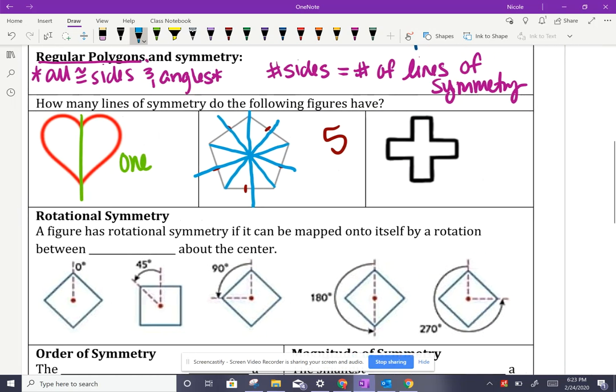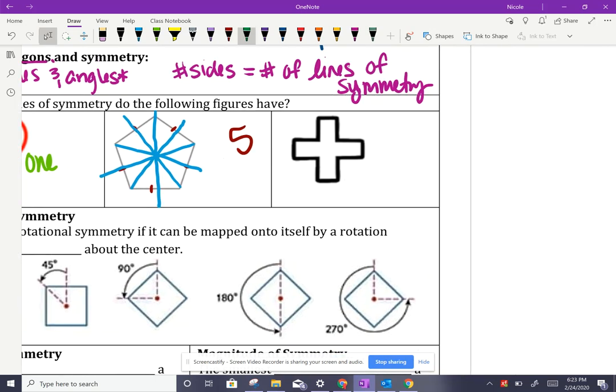And then we're going to look at our little cross symbol here, and I can go down the center as such. I can also go down the middle this way. Now, what if I fold it diagonally? If you turn your paper a little bit, doesn't it look like an X? And don't you think you can fold that X in half? You are correct. You can. 3 and 4. So this has 4 lines of symmetry.